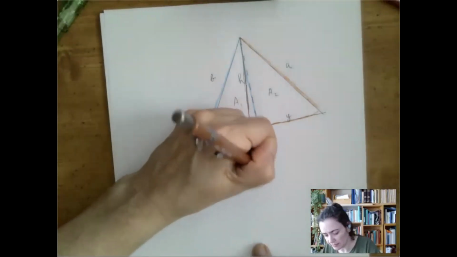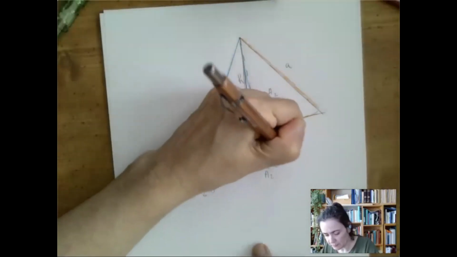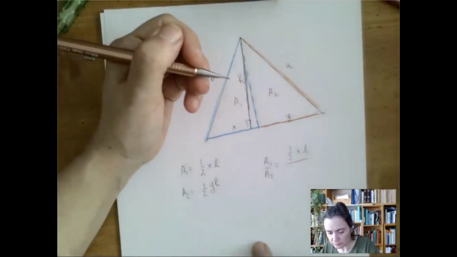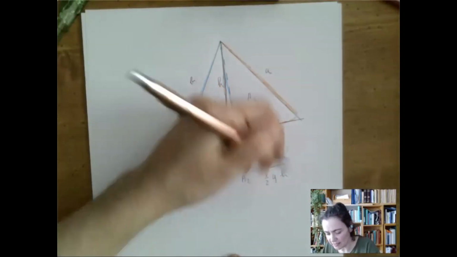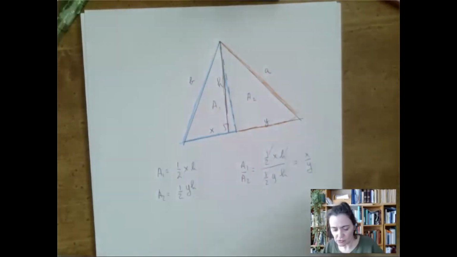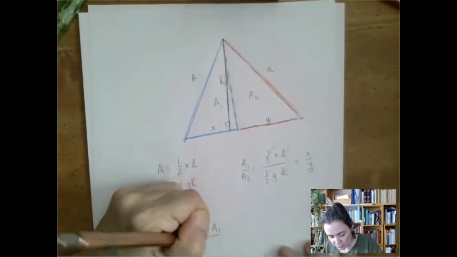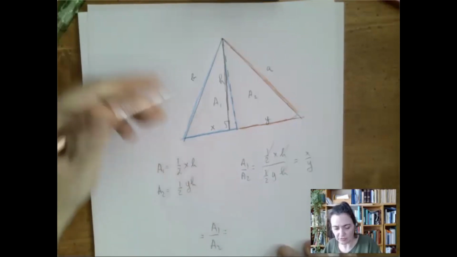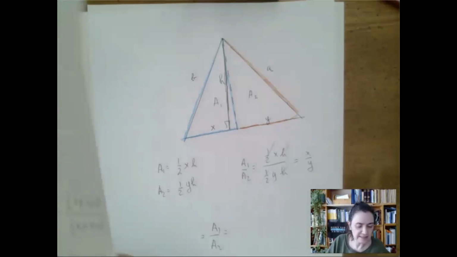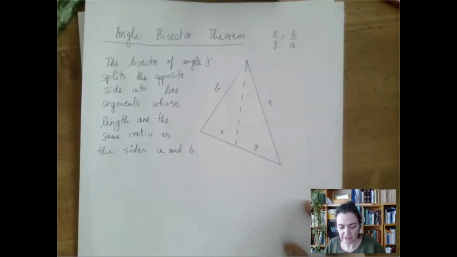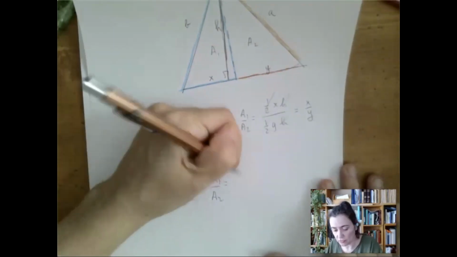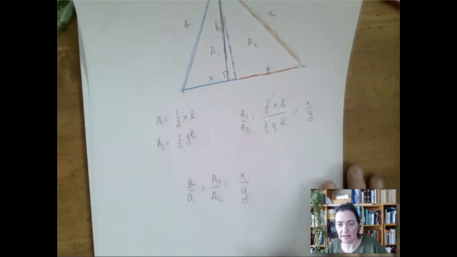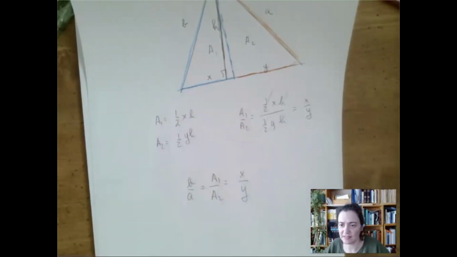And therefore, A1 over A2 is 1/2 XH over 1/2 YH. And again, lots of cancellations, and all we're left with is X over Y. So what we have proven is that the two areas into which the angle bisector splits the original triangle are in the same ratio as B over A and also as X over Y. And now just cut out the middleman, and there we are. So these are the same ratios. So that completes our proof.